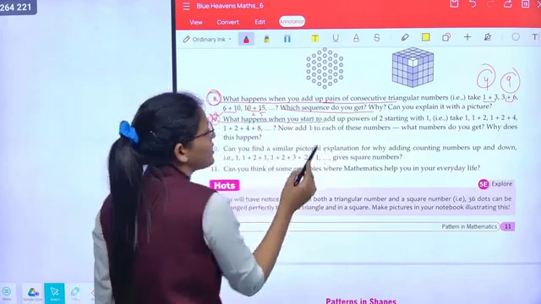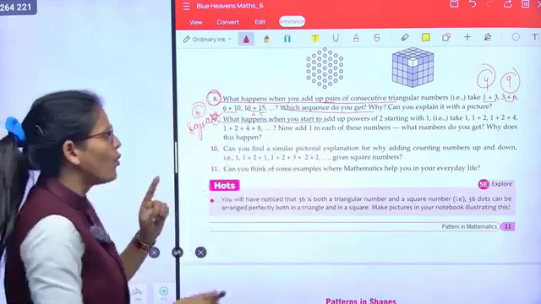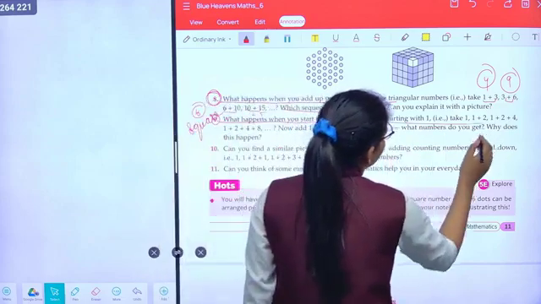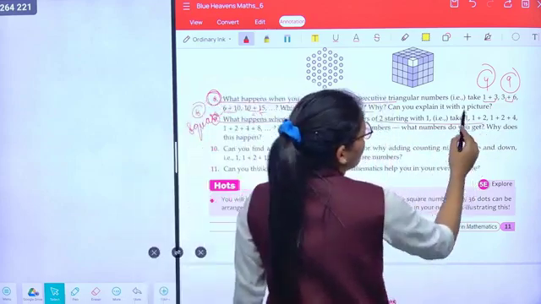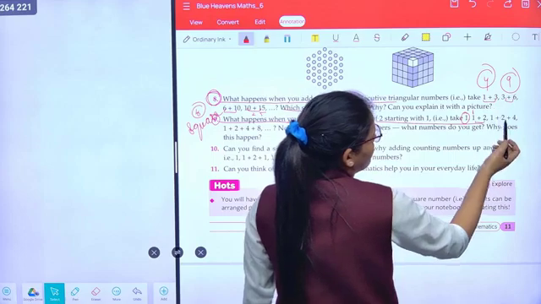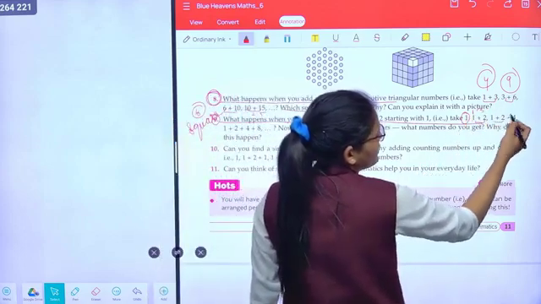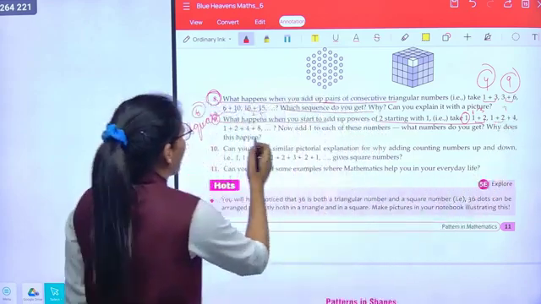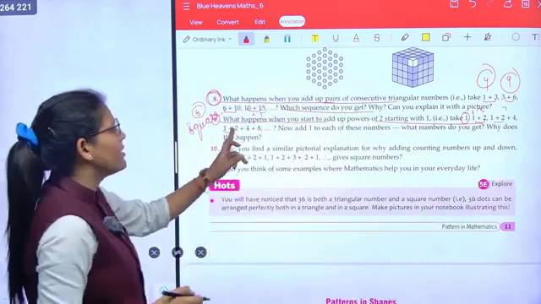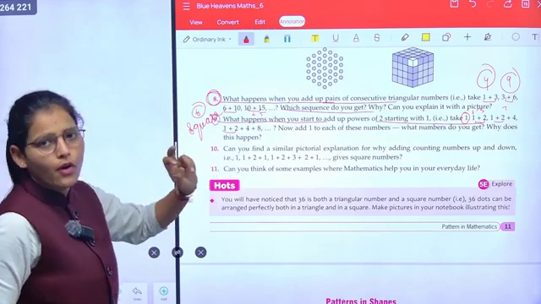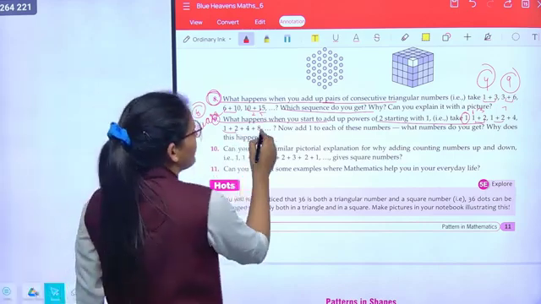Question number 9. What happens when you start to add up powers of 2? Starting with 1, that is take 1 plus 1, 1 plus 2 is 3, now 3 plus 4 is 7, now 7 plus 8 is 15.